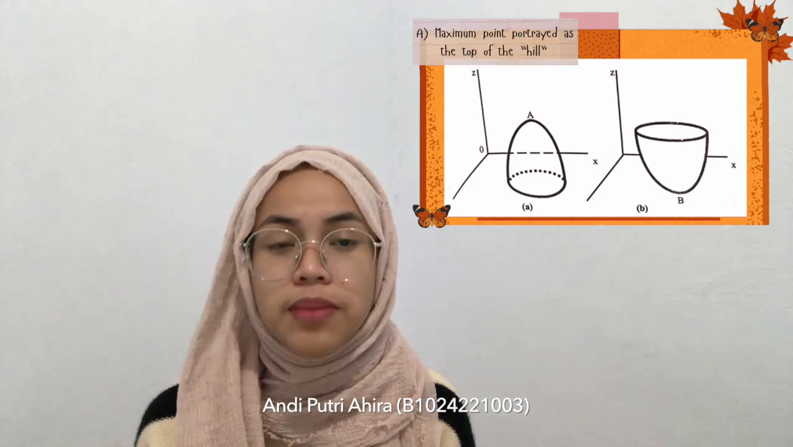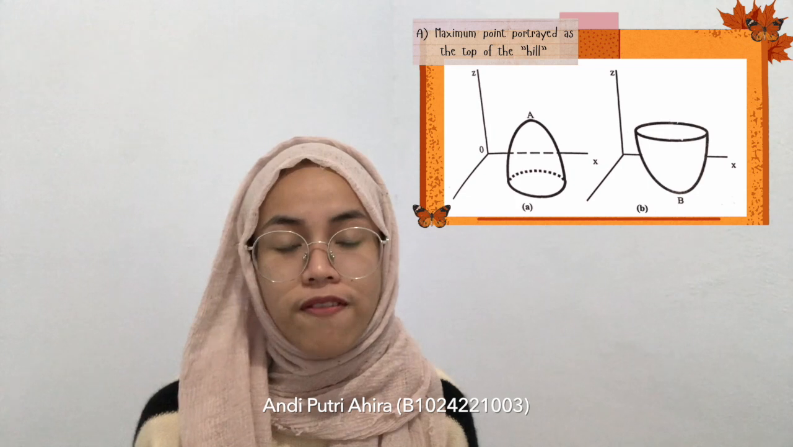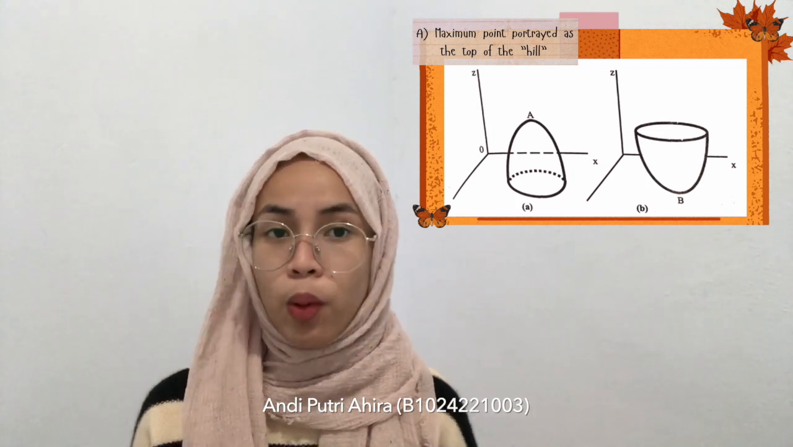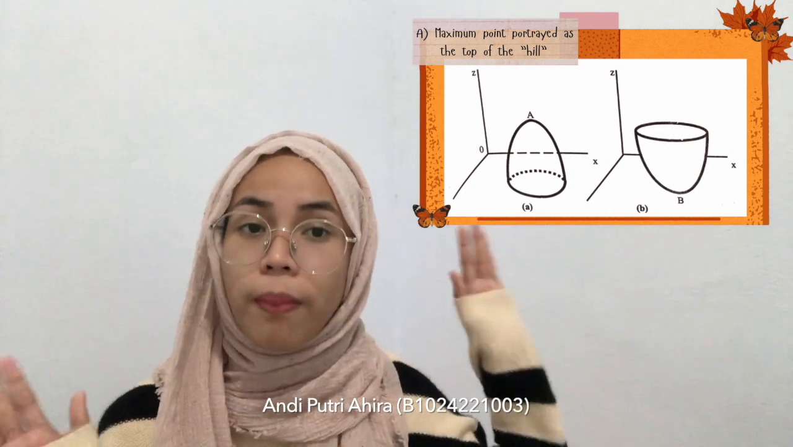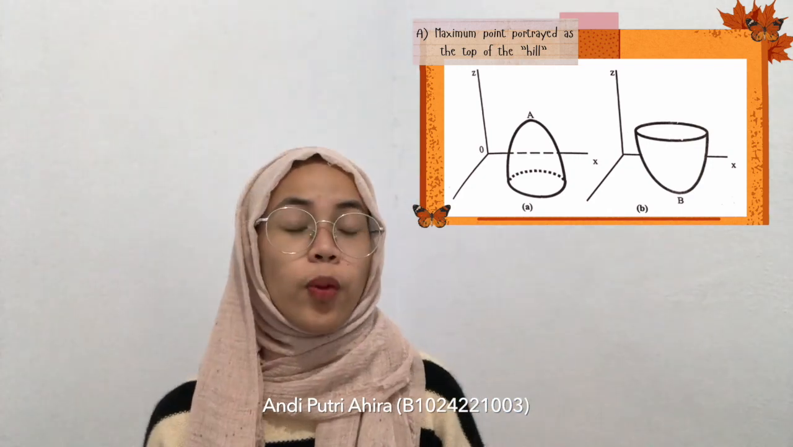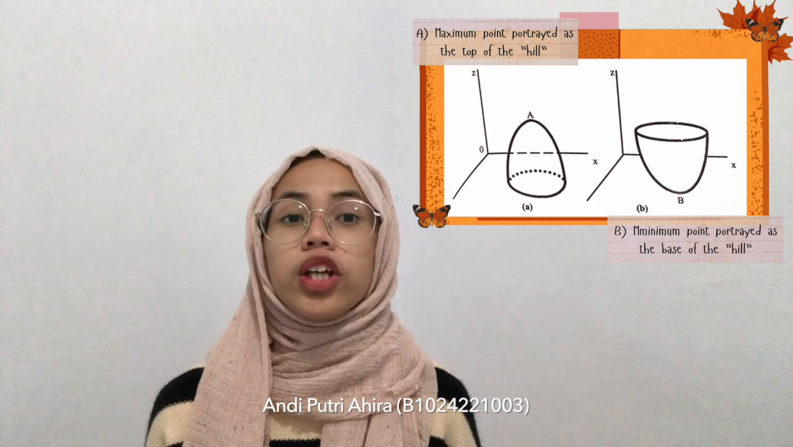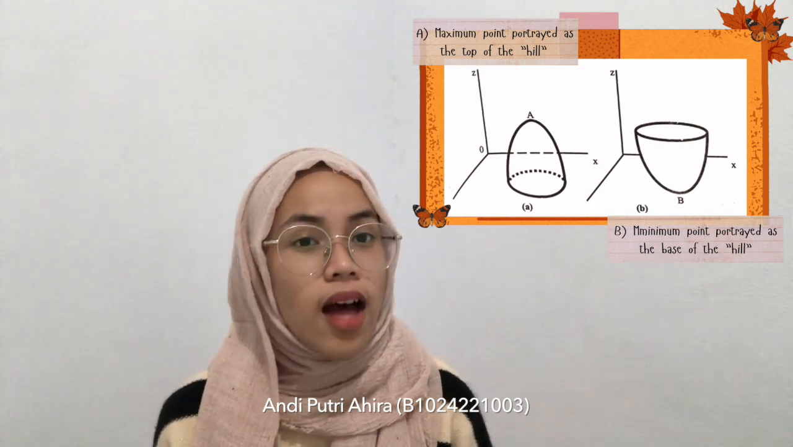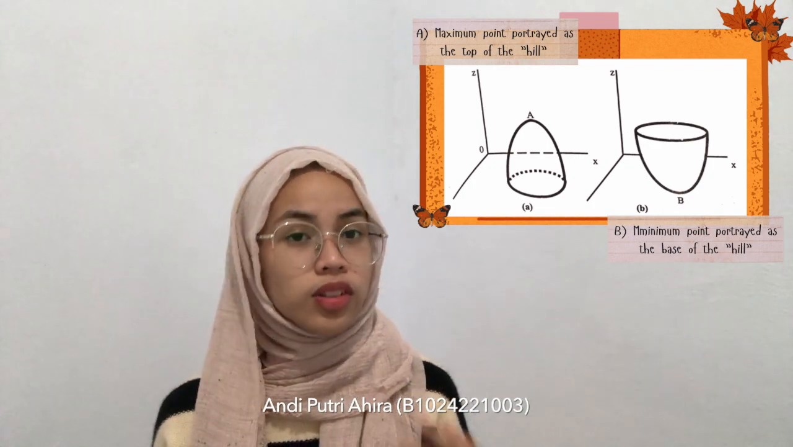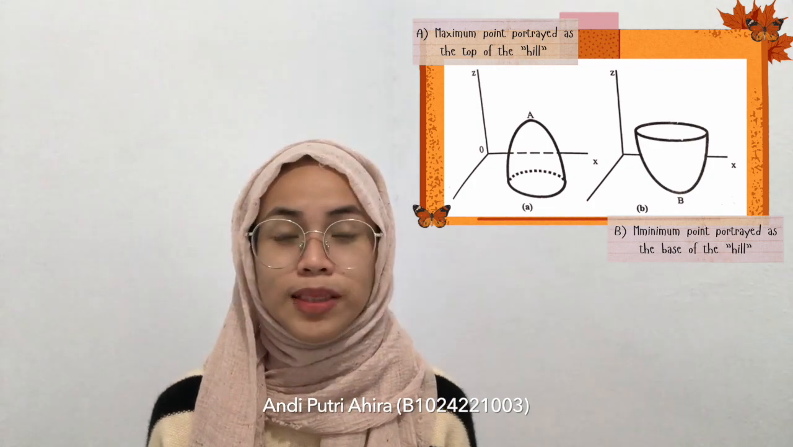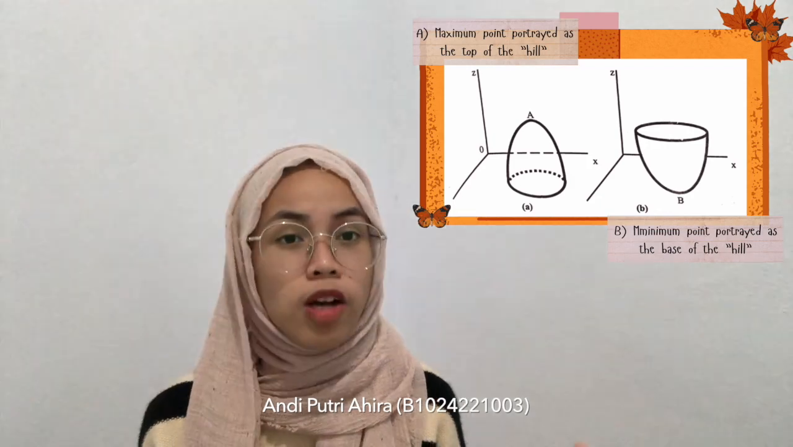To make it easier for you to understand, you can look at this picture right over here. In picture A, point A is the maximum point because the value of the function is bigger than at any point surrounding it. That's why the maximum point is portrayed as the top of the hill. The same goes for point B in picture B, which is a minimum point, because the value of the function at that point is the smallest compared to the other surrounding points, which is why you can see it portrayed as the base or the bottom of the hill.